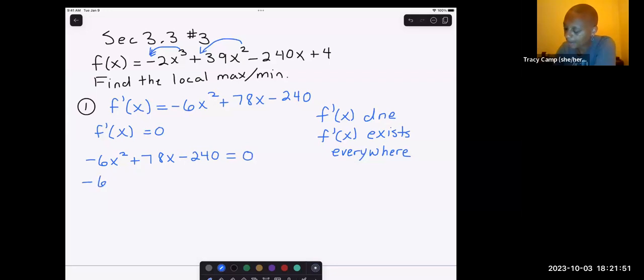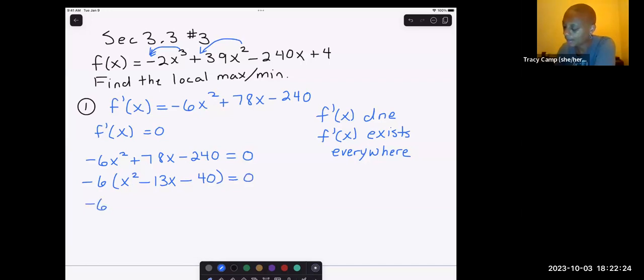And I'm left with x squared minus 13x, because 6 times 13 is 78. And then 6 goes into 240 40 times, because 6 times 4 is 24. So I have this equals 0.